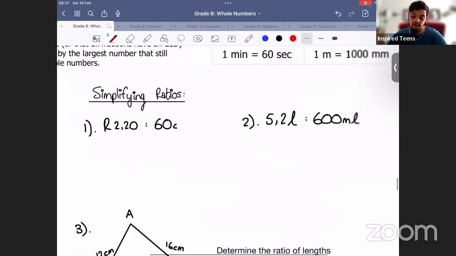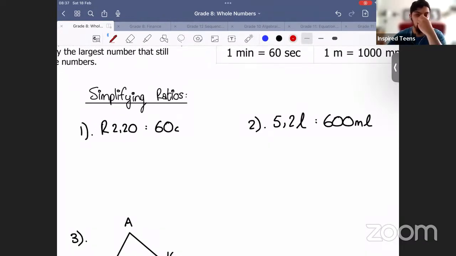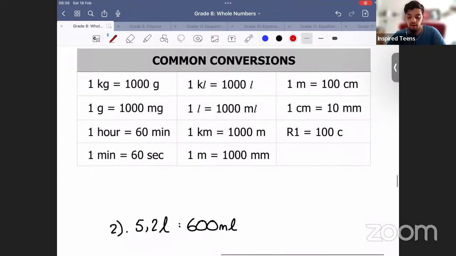When we are given the task to simplify ratios, the first step is we need to ensure that they are in the same units. You cannot form a ratio between two values that do not contain the same units. In this case, for example, we have 2 Rand 20 and 60 cents. Those are two different units, so we cannot compare rands and cents. We need to keep them in the same units. I've put a few common conversion tables here, which you guys can go through. Some are general knowledge. You need to understand them.